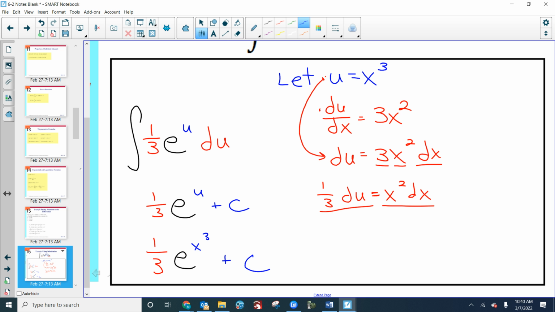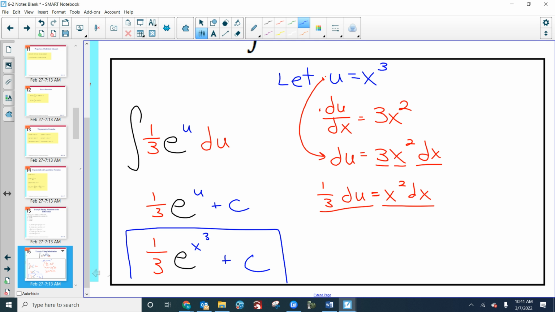I would argue this process is almost longer using the substitution method. Would you agree? So don't do this unless you have to. Like if you walked in and you're like, oh, I could guess and check at that, I can get that, then do it. All right. There's going to be some problems that you can't guess and check at. You're going to have to do this process. So this is our final answer. That's our final answer. 1/3 e to the x cubed plus c.